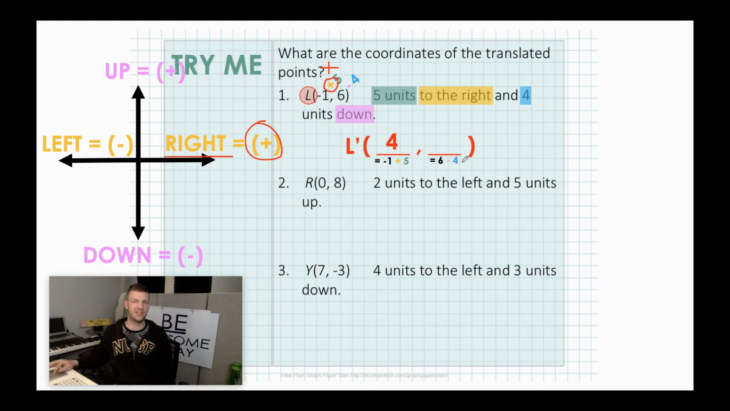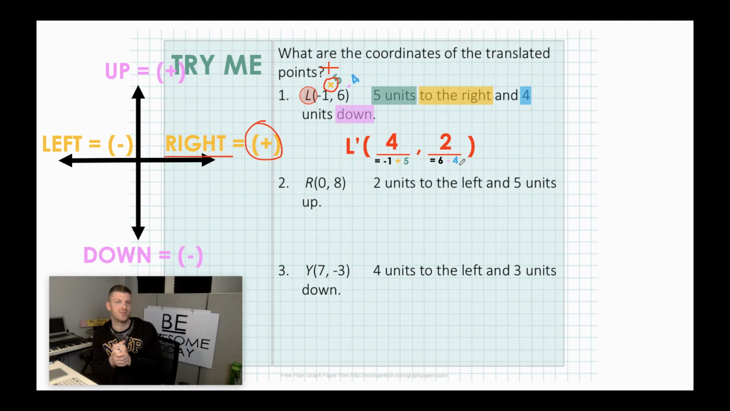Okay, so come over here. It's starting at 6, and then we're going down 4, like envisioning STAV towers in our classroom, right? So 6 take away 4 leaves us with 2. So the coordinates of L prime are positive 4 and positive 2.